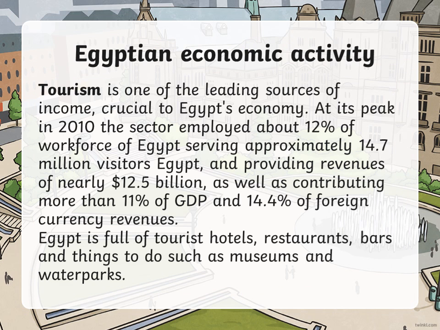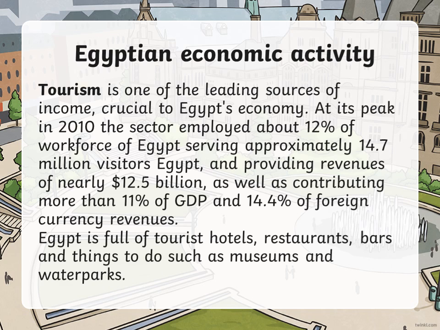So let's have a closer look at Egypt's economic activity. Tourism, as we know, is one of the biggest sources of income for Egypt. At its peak in 2010, it employed about 12% of the workforce of Egypt, serving approximately 14.7 million visitors to Egypt, and it provided revenues of nearly £12.5 billion, or dollars in that case, as well as contributing more than 11% of GDP and 14.4% of foreign currency revenues.